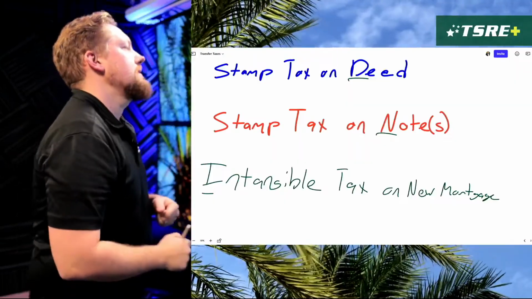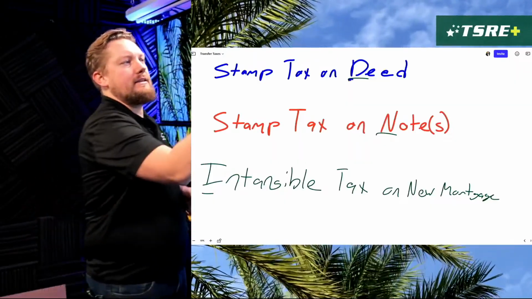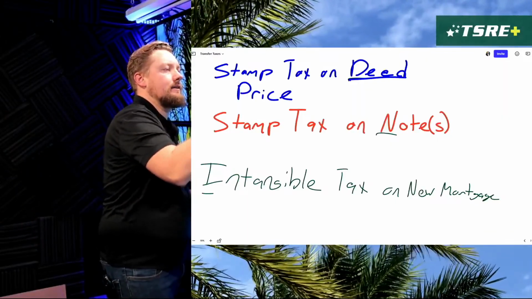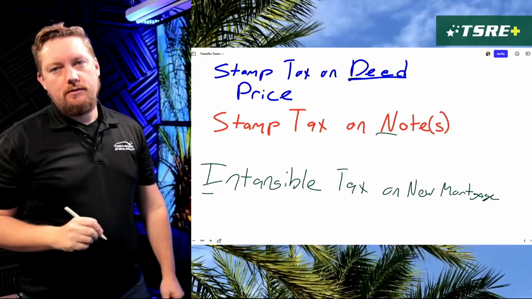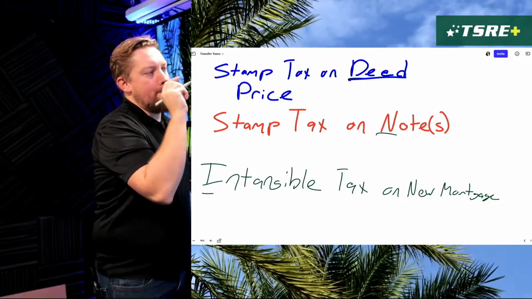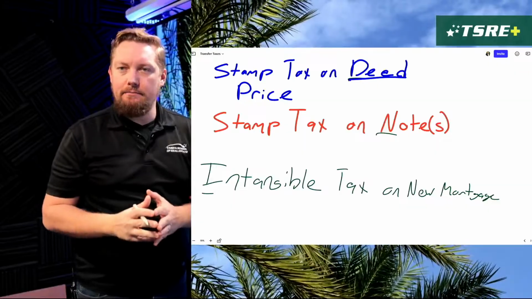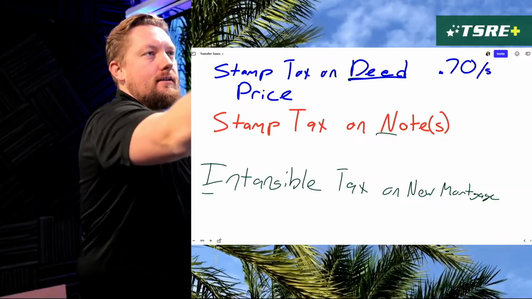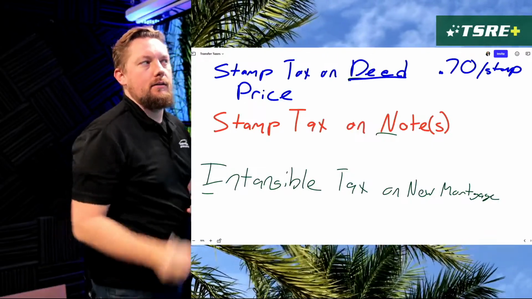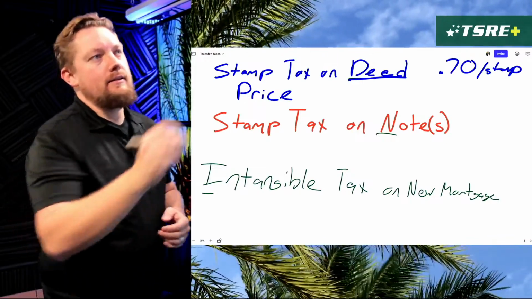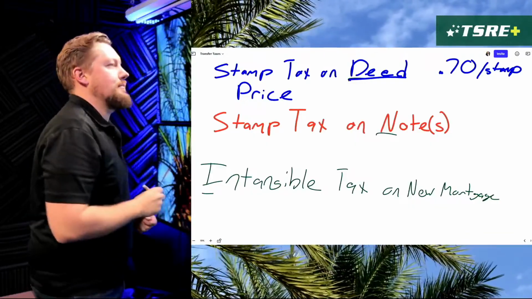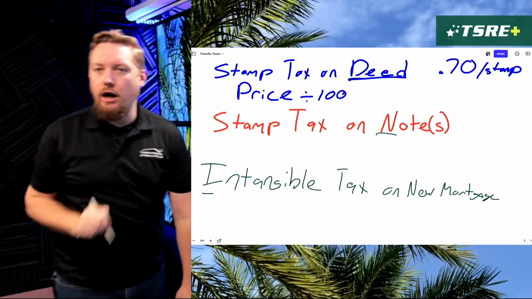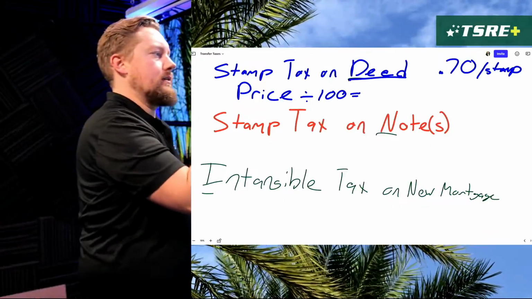Let's start with the stamp tax on the deed. Now, the deed is based on the price. But we only need to purchase a stamp, which the stamps are 70 cents for the stamp tax on the deed. 70 cents per stamp. And we only need a stamp for every $100 of purchase price.